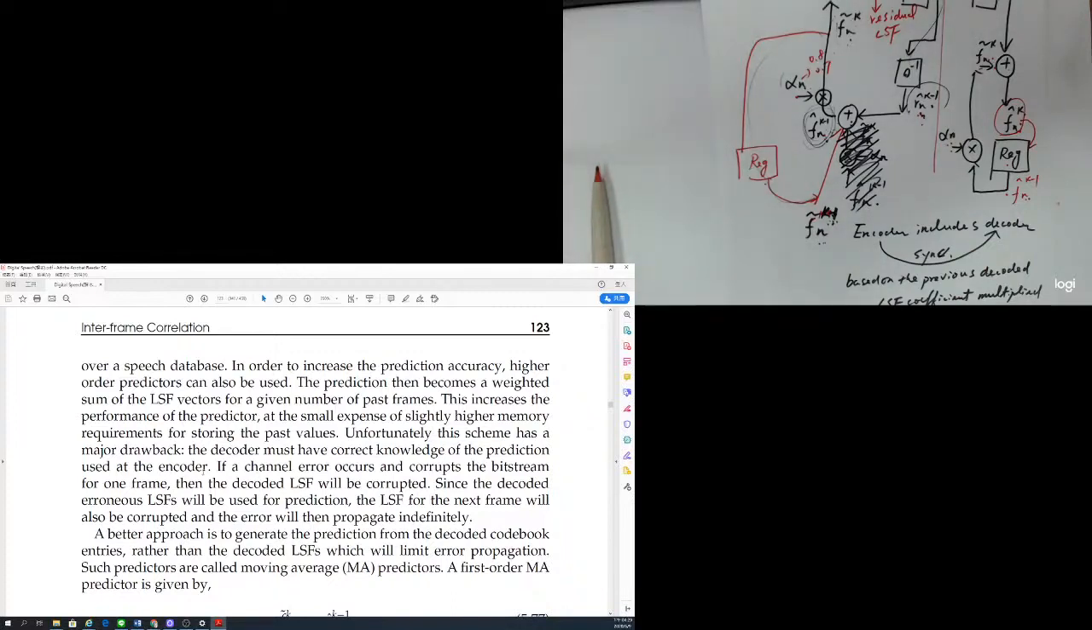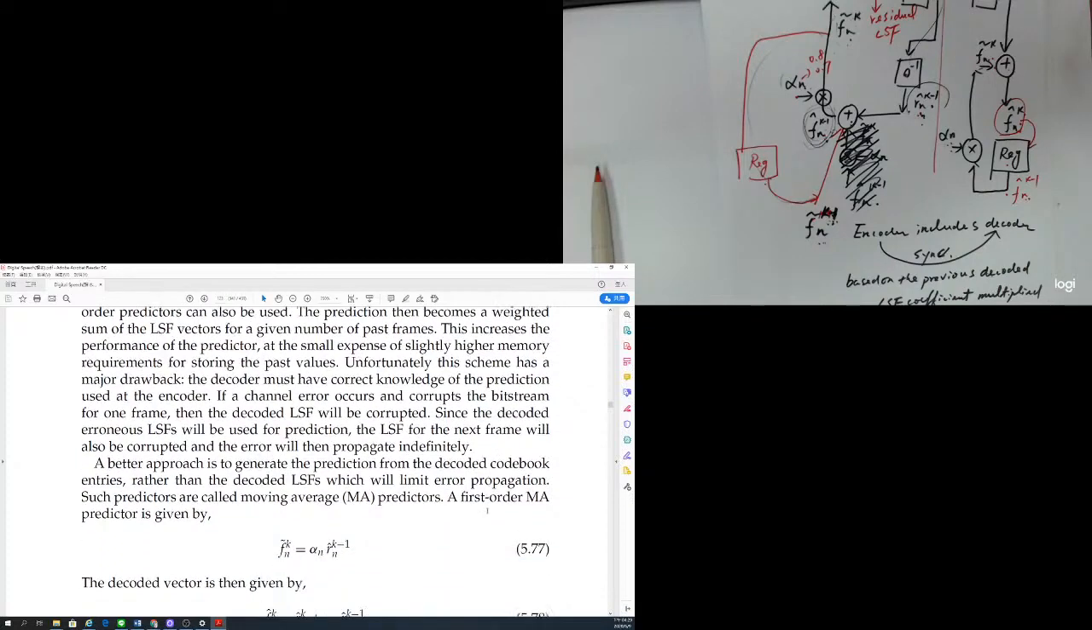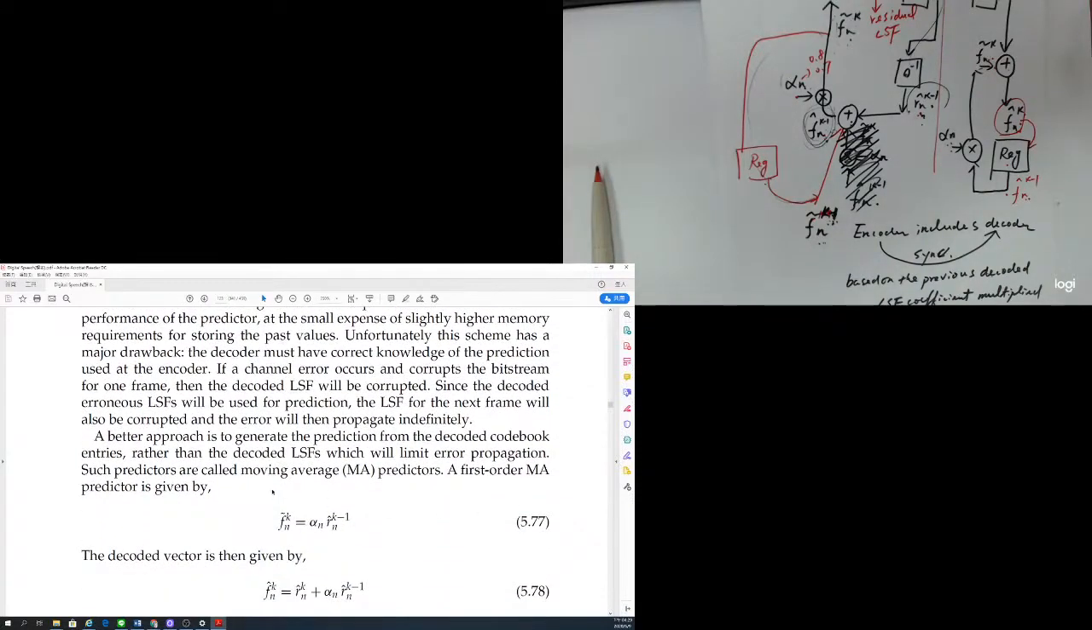So you can see in the textbook here, if a channel error occurs and corrupts the bit stream for one frame, just one frame of line spectrum frequency, then the decoded line spectrum frequency will be corrupted. The erroneous decoded line spectrum frequency will be used for the prediction, because your decoded line spectrum frequency has an error. So the next frame will also be corrupted and distorted. You can see the error will be propagated indefinitely.